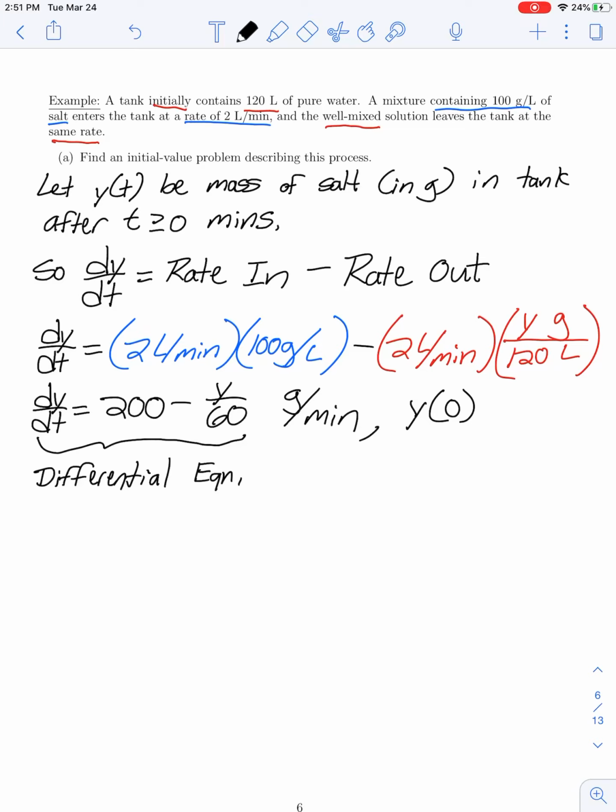That is, the mass of salt at time 0, at the moment that this process starts, is going to be 0 grams. Now, why 0 grams? Well, we were told that this is pure water initially. There's no salt in this. Hence, we have 0 grams of salt at the moment this process starts. So this condition is our initial condition.